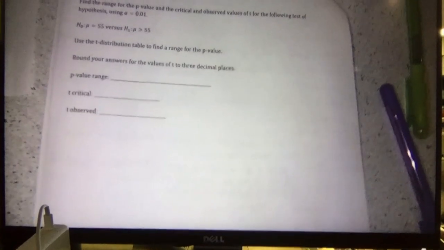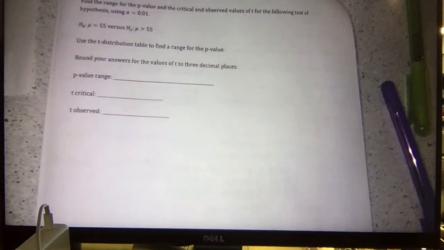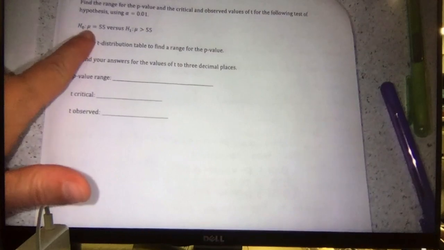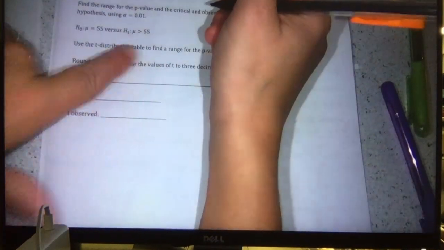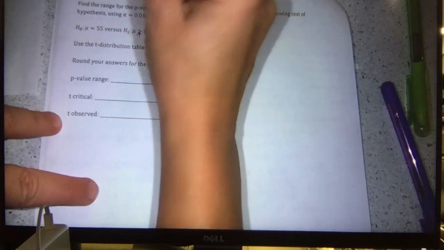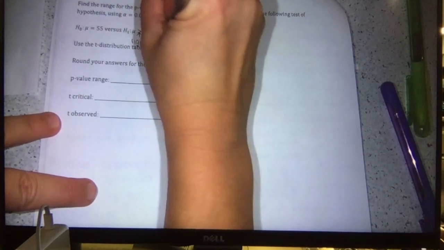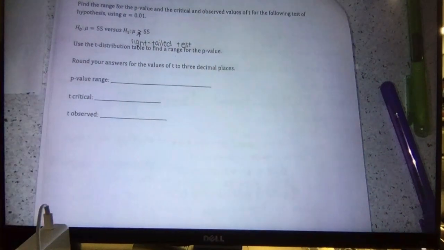All right. A random sample of 25 observations taken from a population that is normally distributed produced a mean of 58.5. Standard deviation is 7.5, so exactly the same as the previous problem. Finding the range for the p-value, the critical and observed values for t, test the hypothesis using alpha 0.01. This time what's different is our null is mu equals 55, but our alternative is mu is greater than 55. So this is telling us that we're going to have a right-tailed test. Whichever way it's pointing is which tail it is.